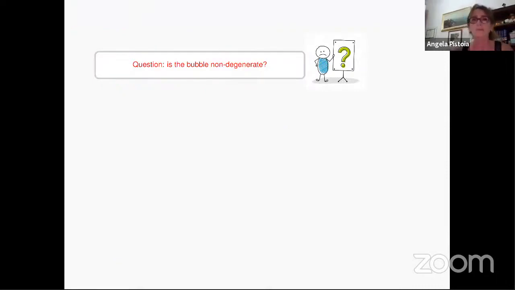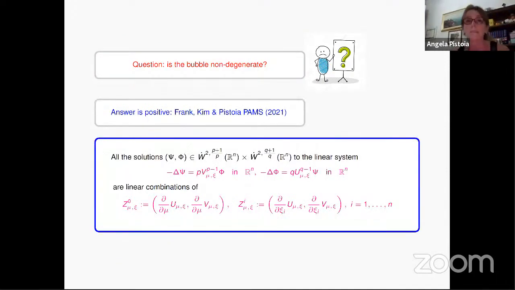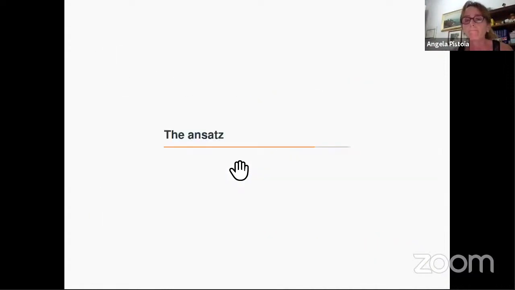The question is, are the bubbles non-degenerate? And the answer is yes, they are non-degenerate. This was done in collaboration with Rupert Frank and Sanghoon Kim. All the solutions in this space are linear combinations, so the non-degeneracy is okay. I will not give you the details of the proof because this is technical.